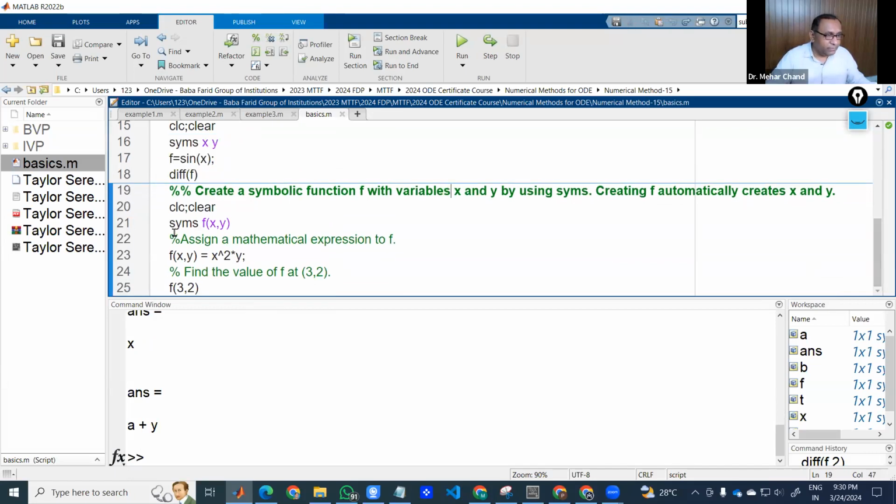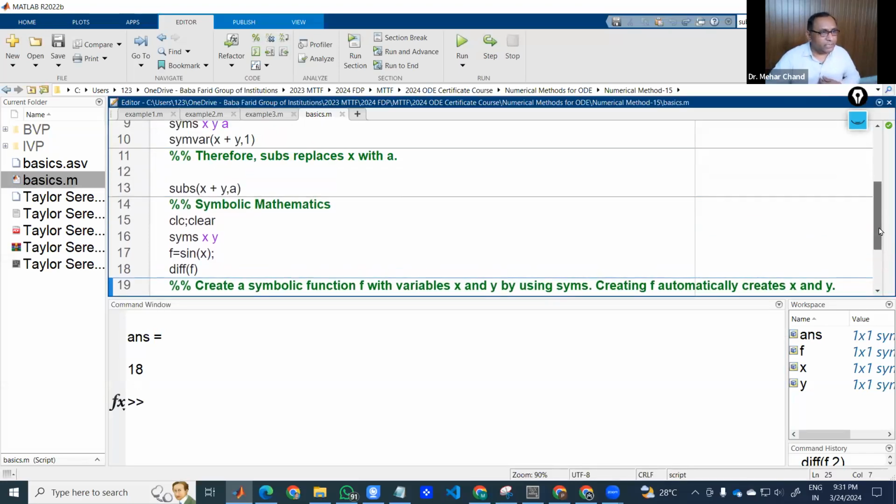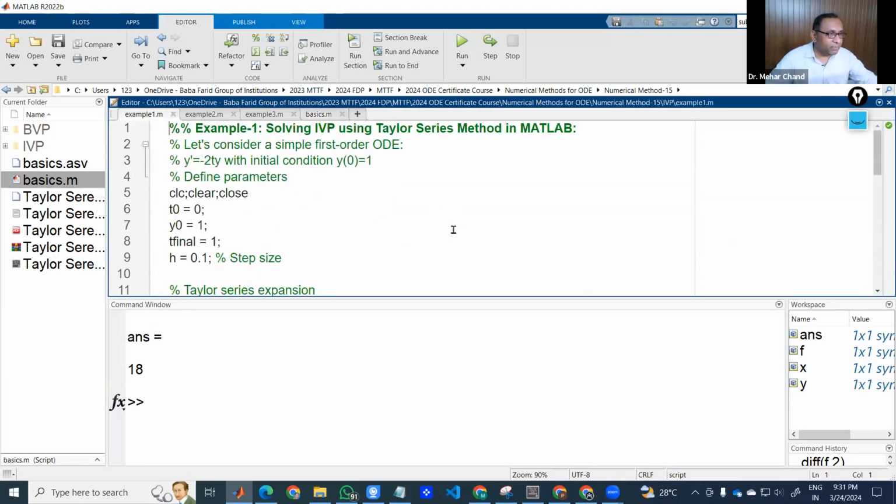You can also create a function involving two variables x and y by using syms. See here we have f of x y. F is a function of two variables, and after defining this function you can easily write any function of two variables. Here you can see f x y is equal to x square y. You can compute the value for x equal to 3 and y equal to 2 for the above function. When you execute, you can see that the value is 18. So these are some basic substitution and symbolic mathematics required in our present example.